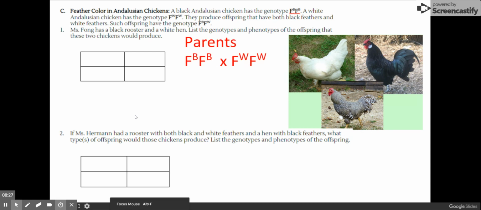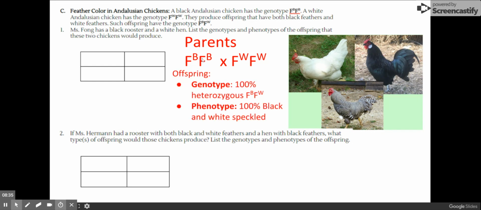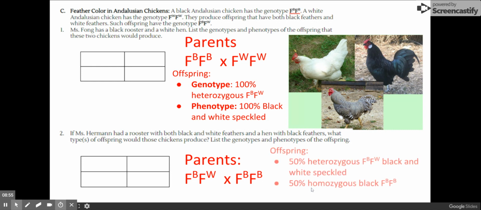Okay, so after reading through and filling in your Punnett square, you should have figured out that the parents in this case would have been a black chicken and a white chicken, and when you cross those, you would have gotten these ratios in the offspring. For the next question, hopefully you figured out that the parents are going to be a speckled chicken and a black chicken, and by crossing those, you would have gotten 50% heterozygous speckled, and then 50% homozygous black in the offspring.